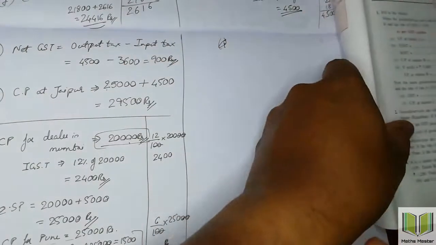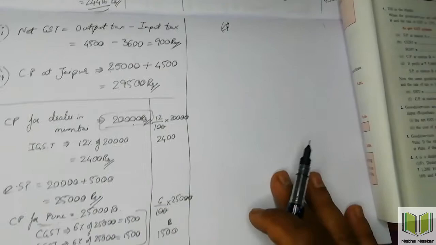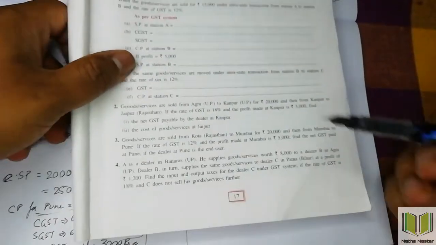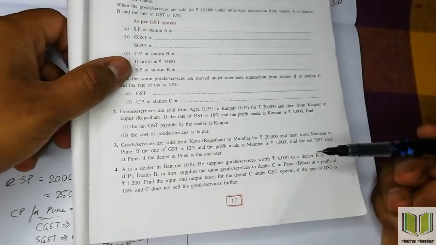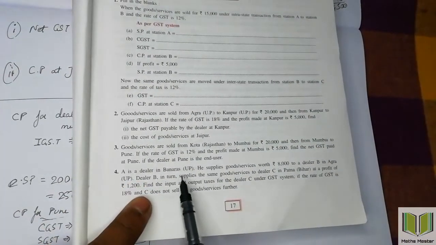Okay, it is similar to the previous one where the Pune person was the end user. In this case, the person who is at C is the end user. Question 6 looks a little similar to the previous one. Just understand over here. A is a dealer in Banaras, UP.